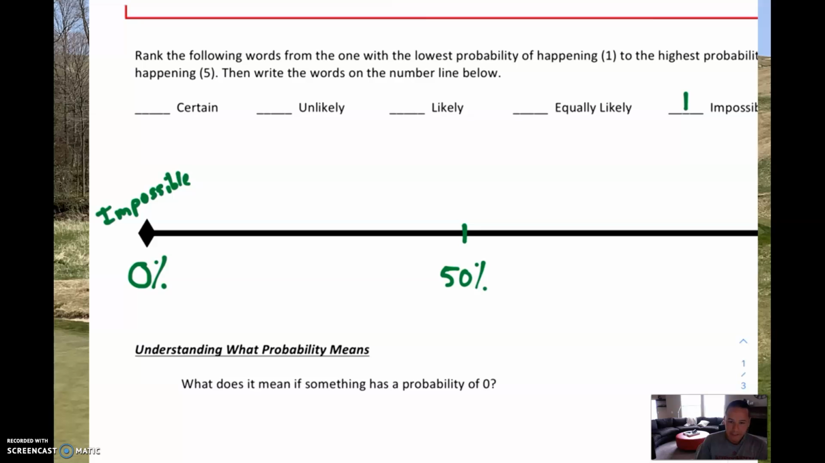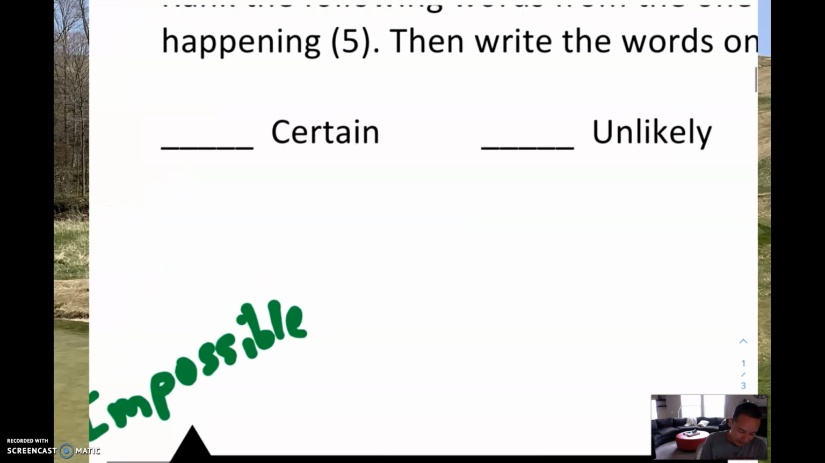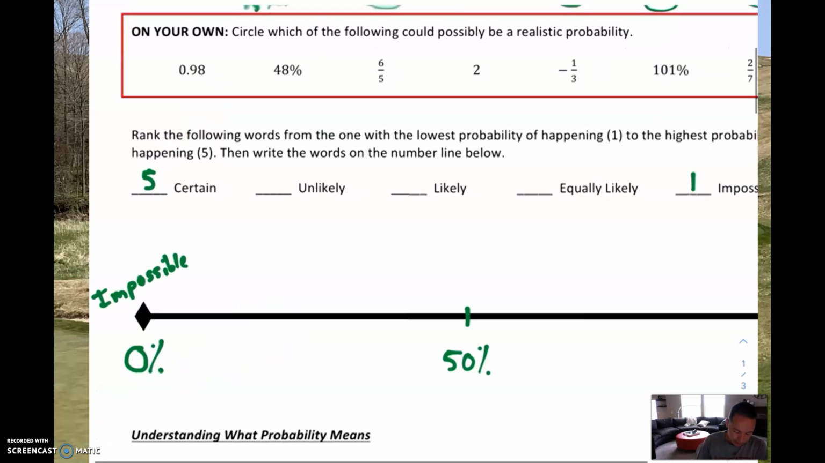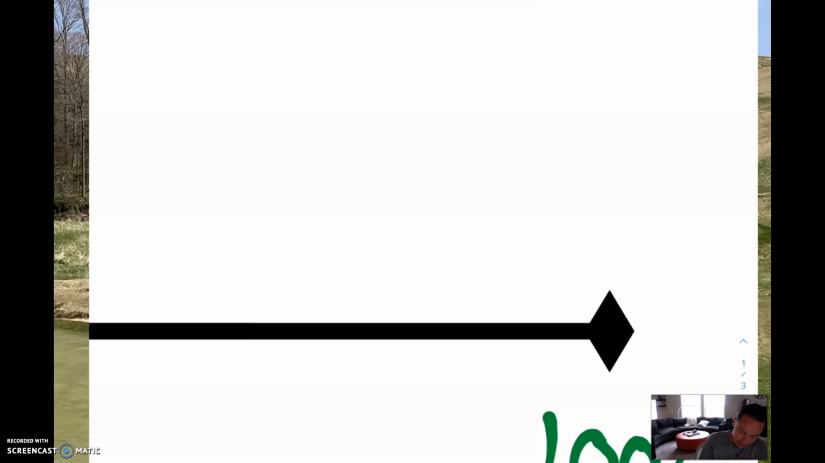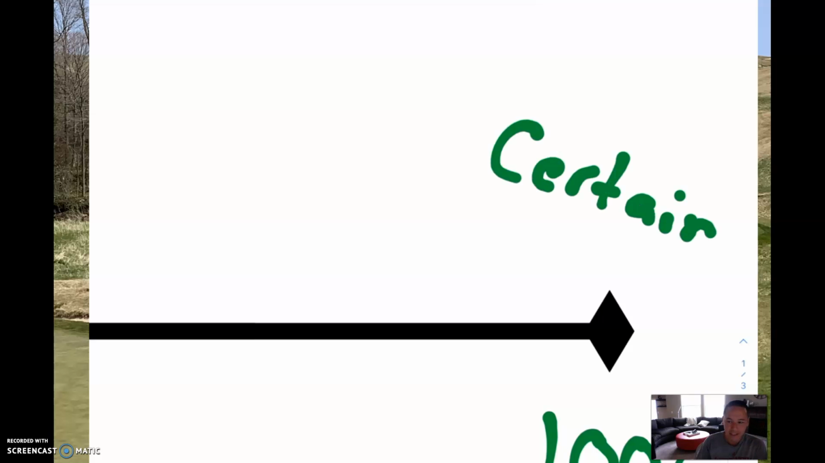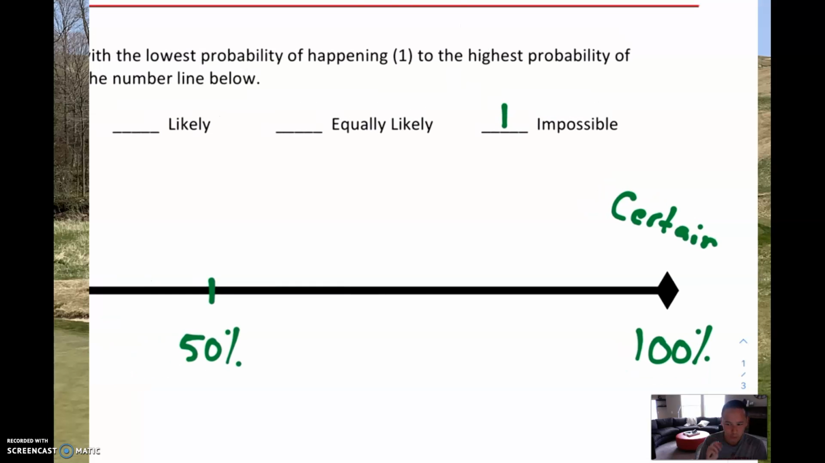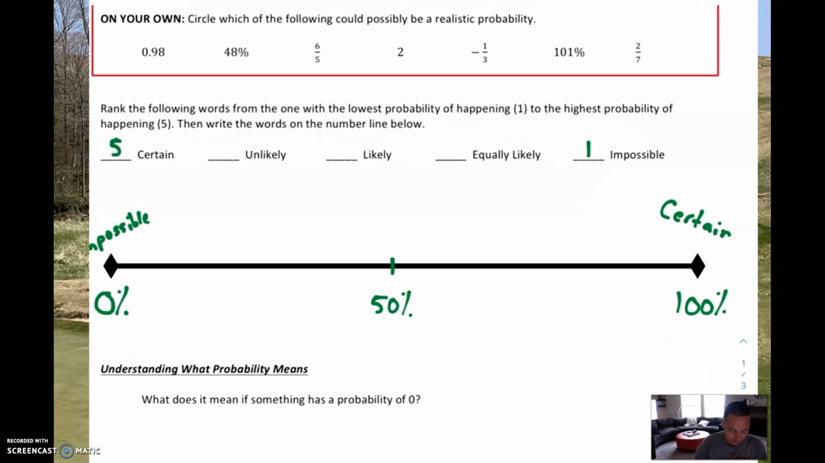Now, of these phrases, I'm going to start with the highest probability. I'm going to put a 5 on the one that's highest. So that word certain, if something is certain to happen, that means it's guaranteed to happen. It's going to happen no matter what. That's going to be my 5. So way at the right, something with a 100% chance of happening is certain to happen. It is a guarantee. There are no exceptions. It will happen 100% of the time.